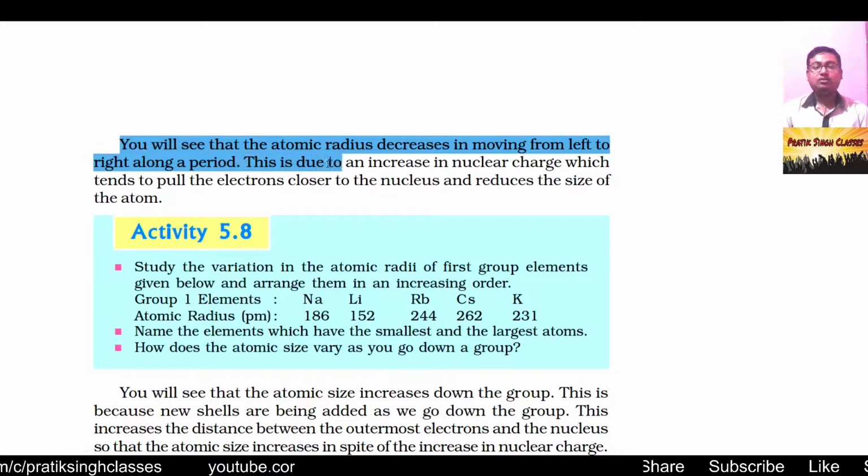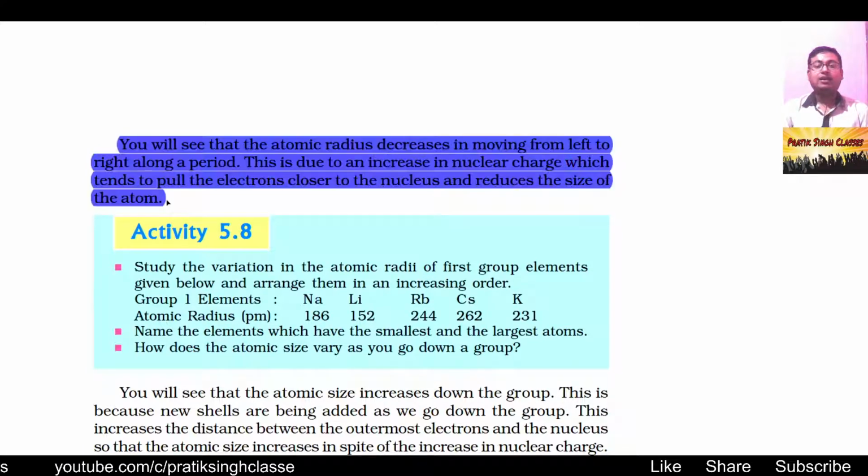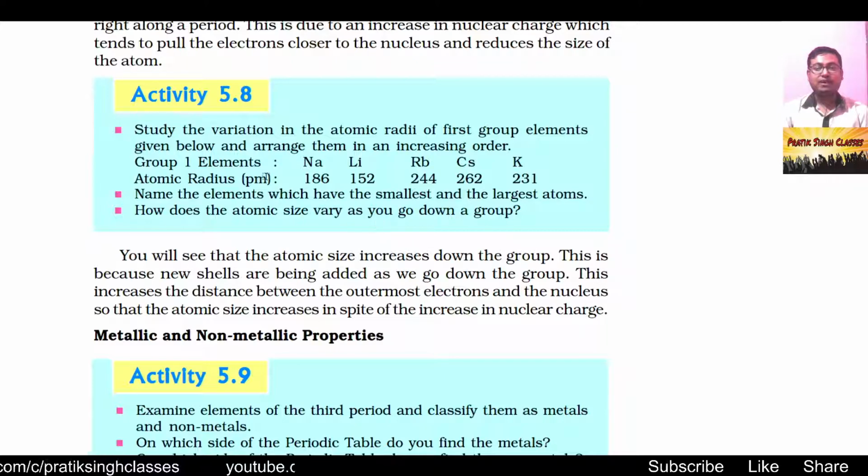So you will see that the atomic radius decreases in moving from left to right along the period. This is due to an increase in nuclear charge, which tends to pull the electrons closer to the nucleus and reduces the size of atoms. Here nuclear charge means the number of protons and electrons. Coming to section 5.8.